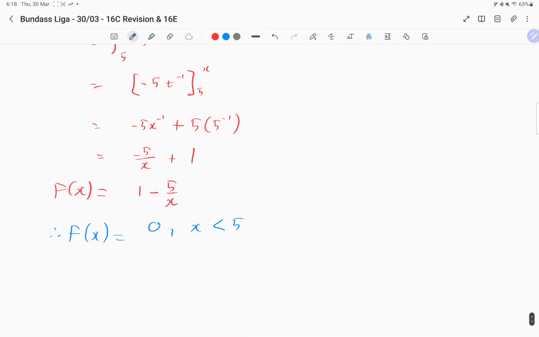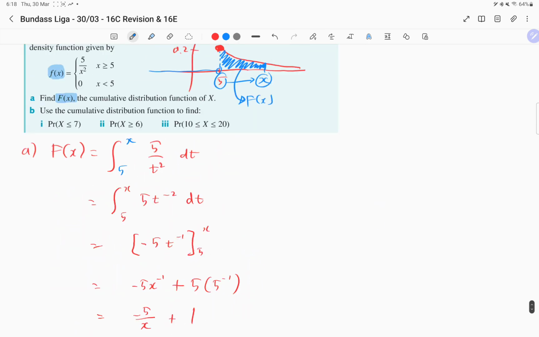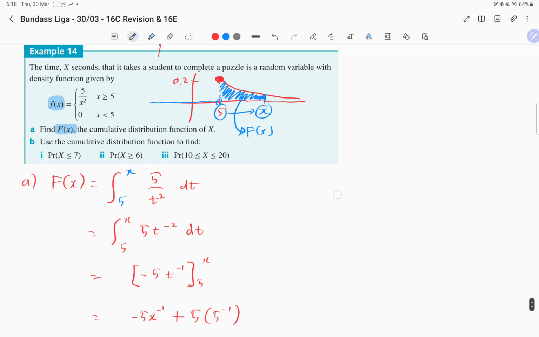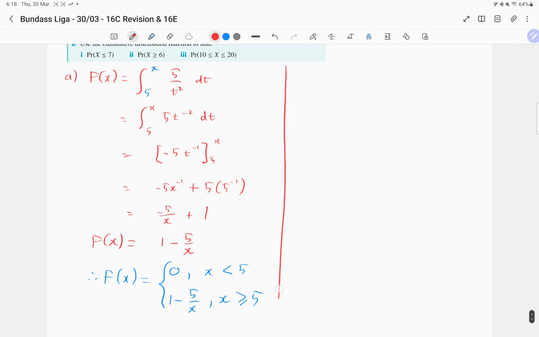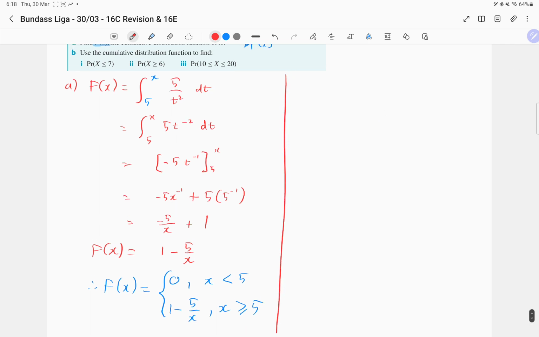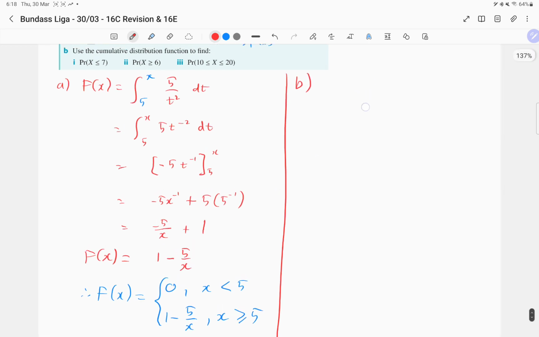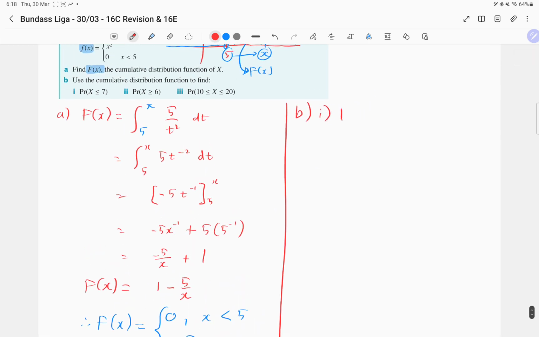No. So 0 when x is less than 5, and the area will be 1 minus 5 over x when x is more than or equals to 5. Okay, so this is the way to find the big F of x for question A. Now that we've got the big F of x, the cumulative distribution function, the CDF, we can easily do question B. I'll show you. Question B1, probability of x less than equals to 7.